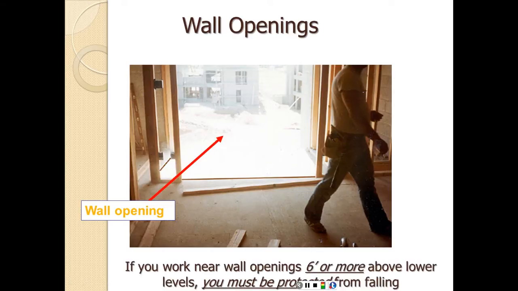Here we are at the 2nd level or maybe even the 3rd level. We have a wall opening for a future window or door, probably a window, and it's not properly guarded with a guardrail. So if you work near a wall opening 6 feet or more above lower levels, you must be protected from falling.